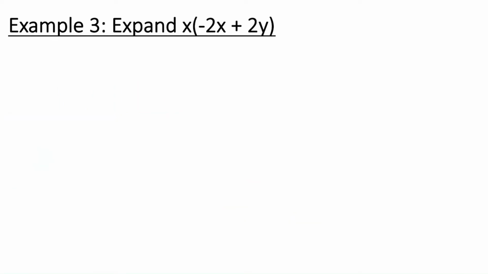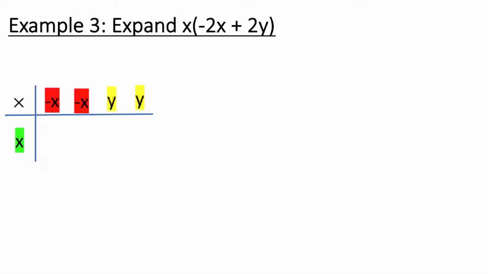Moving on to example 3 now, we're still going to use our algebra tiles. We have an x term outside of our bracket, so that's one tile, that's x. Inside of our bracket we have negative 2x plus 2y, so that is 2 negative x terms and 2 y terms. Still expanding brackets, so we are going to multiply out what we have on our table.